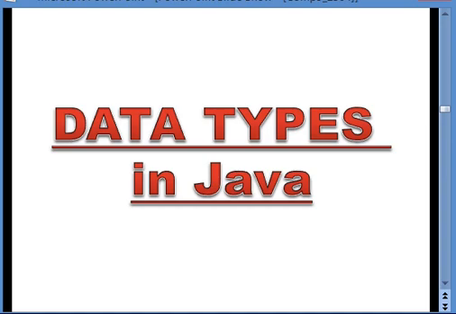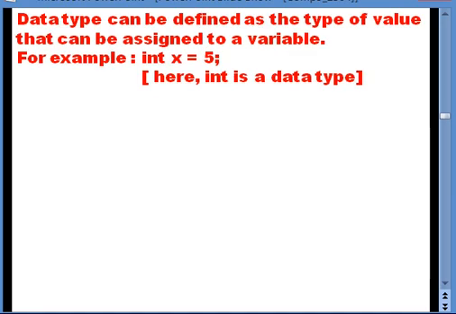So moving ahead with the next topic of the chapter, that is data types in Java. When we are talking about data type, we are actually talking about the type of value that can be assigned to a variable. Let us take an example. Int x is equal to 5. Here x is the variable which is storing 5 in it. But what is 5? 5 is actually an integer value. So what is int doing in front of x?